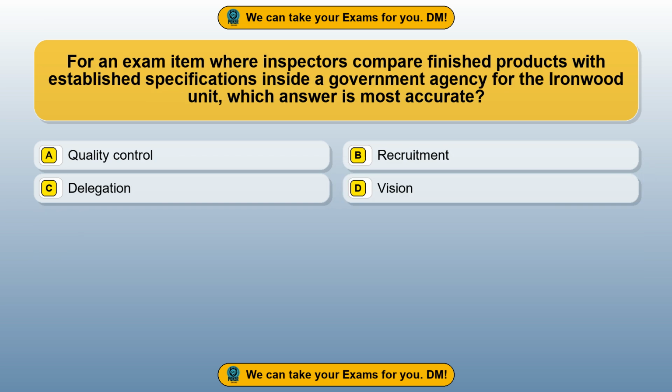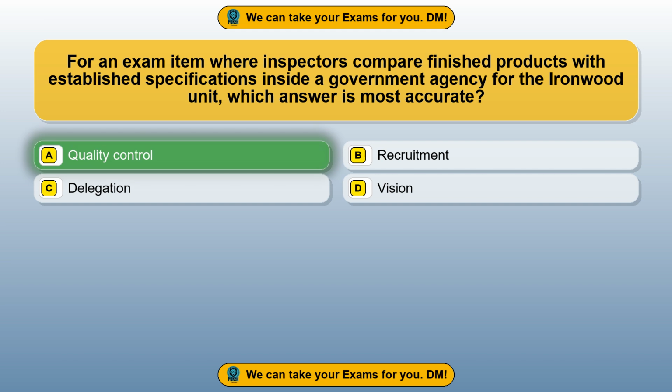Question 20. For an exam item where inspectors compare finished products with established specifications inside a government agency for the Ironwood unit, which answer is most accurate? Option A, quality control. Option B, recruitment. Option C, delegation. Option D, vision. The correct answer is option A, quality control.